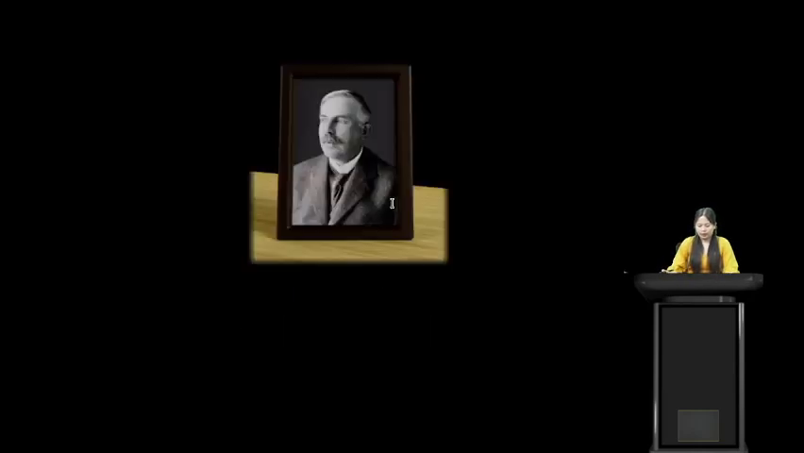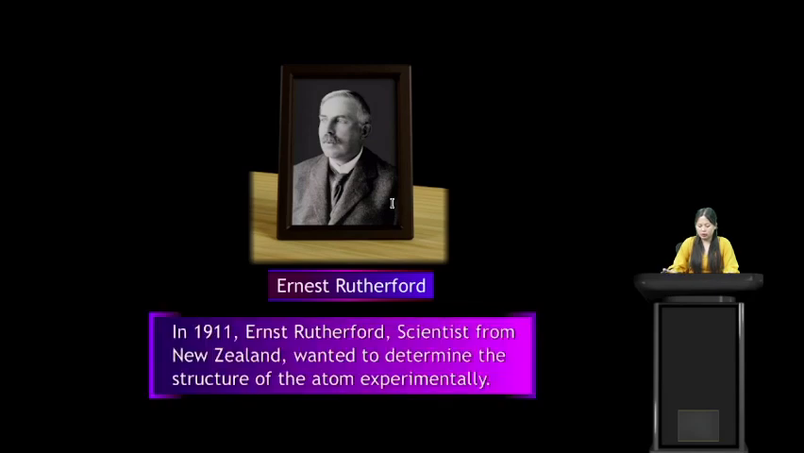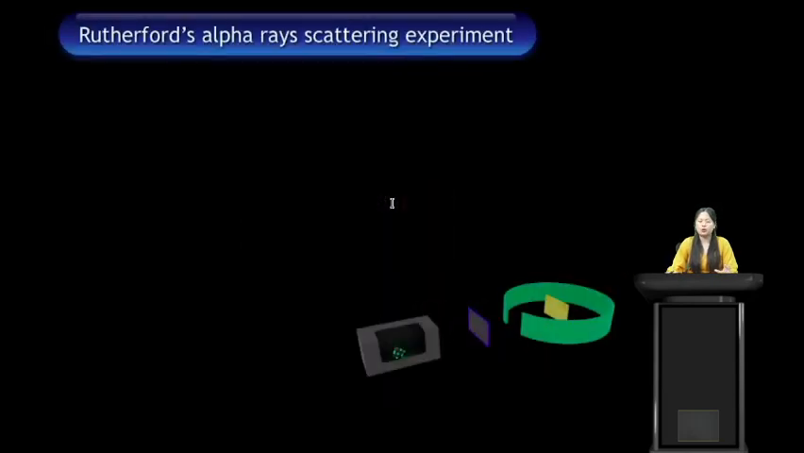Now, Ernest Rutherford brought up another model of an atom. In 1911, Ernest Rutherford, a scientist from New Zealand, wanted to determine the structure of the atom experimentally. In order to study it, he designed an experiment known as Rutherford's alpha ray scattering experiment. Using this experiment, he brought up a model of an atom.